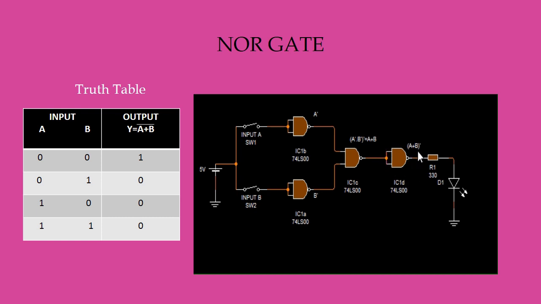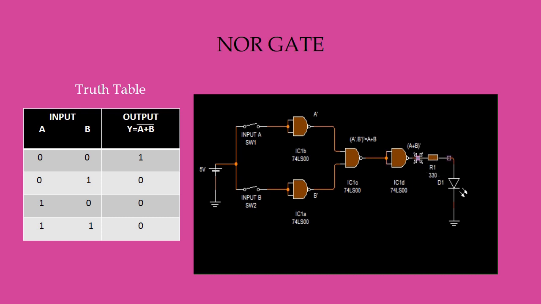A plus B whole bar. This expression is the Y expression, which is the expression of a NOR gate. So by using this circuit, we can easily design a NOR gate using NAND only.